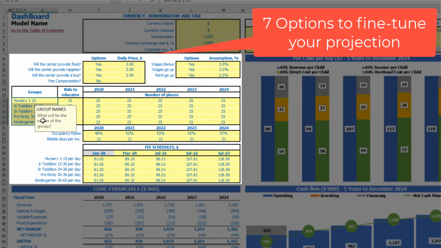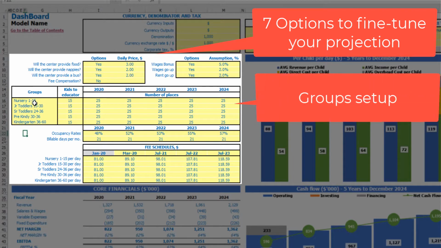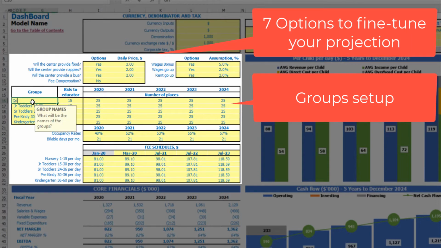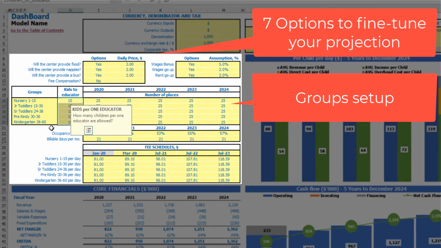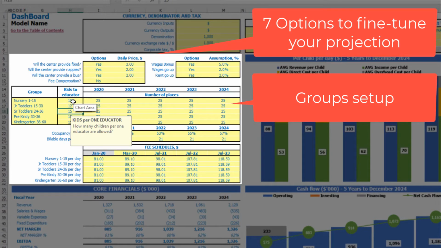In the next section, you can set up your main revenue groups or streams. By default, it's broken down by nursery, junior toddlers, senior toddlers, pre-kindy and kindergarten, but you can change it to group A, group B, etc, whatever name you would need to use in the model, and it will be changed across the full model. The next very important KPI is how many kids per one educator for this group, so it can be 10 for example, 20, 13, or any other value you need.